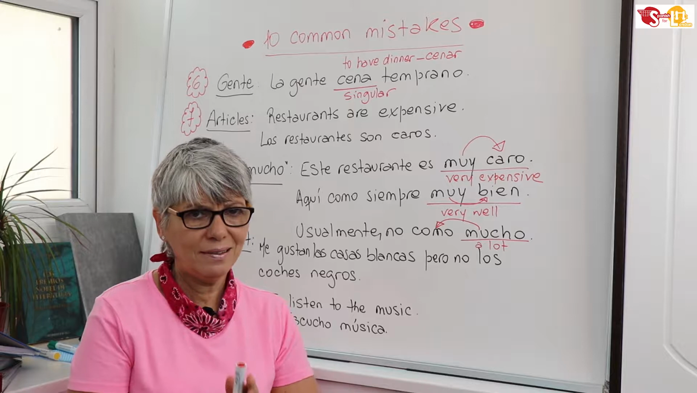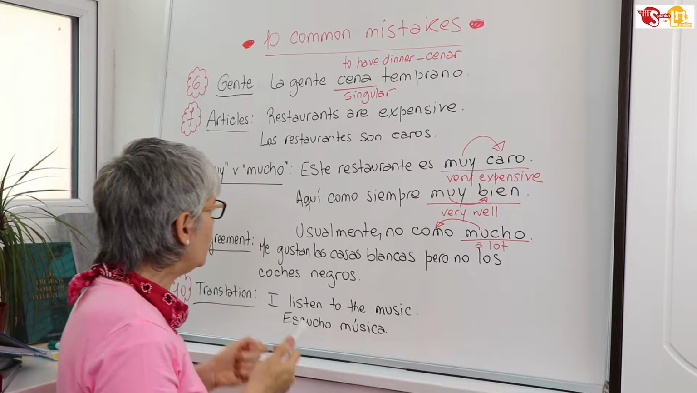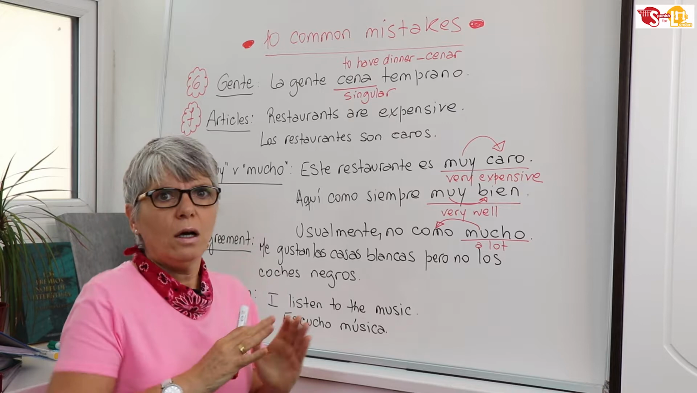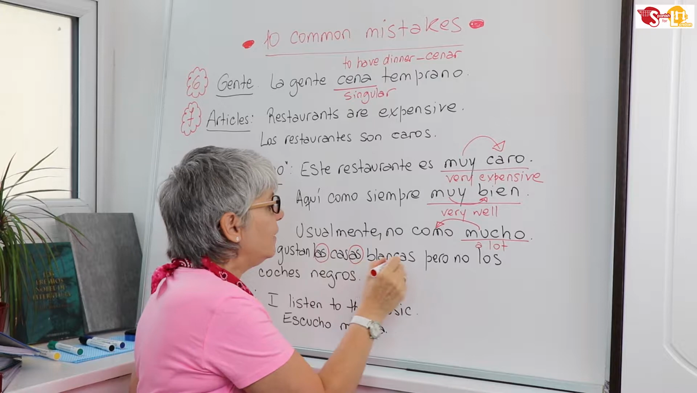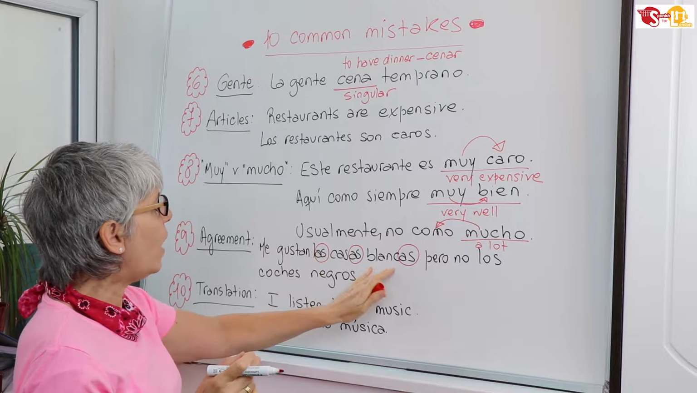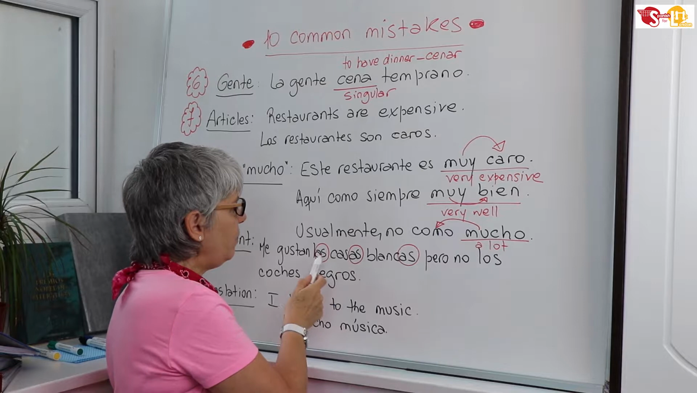Okay, number 9, the agreement. It is absolutely easy to understand this concept. I know that you understand this easily, but when you try to speak, especially when speaking, you forget this all the time. So remember, if you have something like this, you have las, which is feminine plural, please take this into account to form your phrase. So if you want to say, I like white houses, me gustan las casas blancas, feminine and plural, all the time.